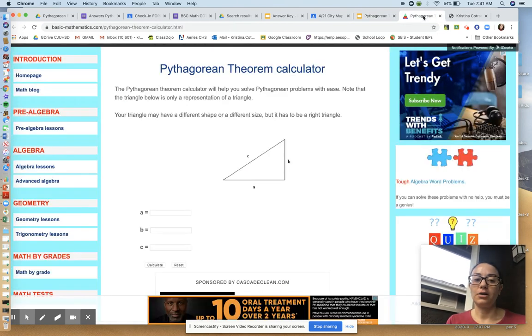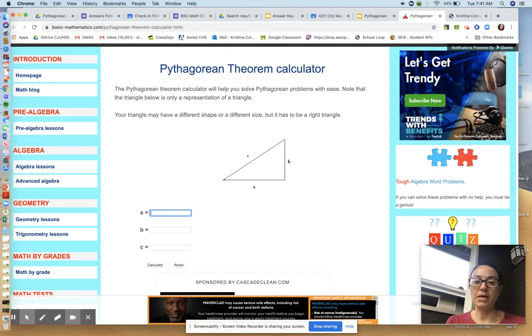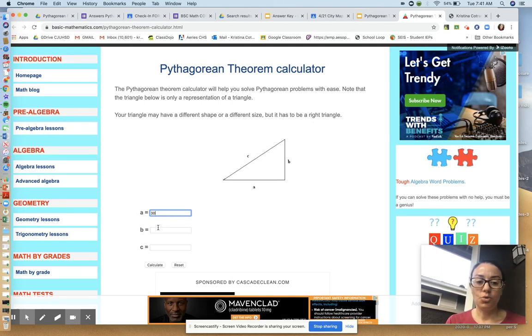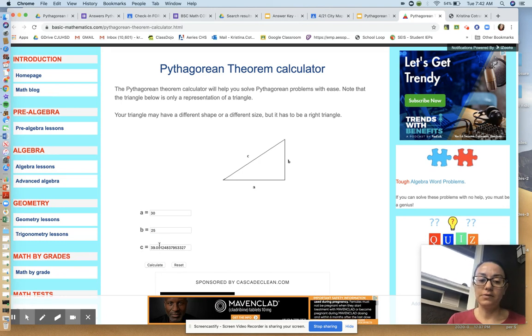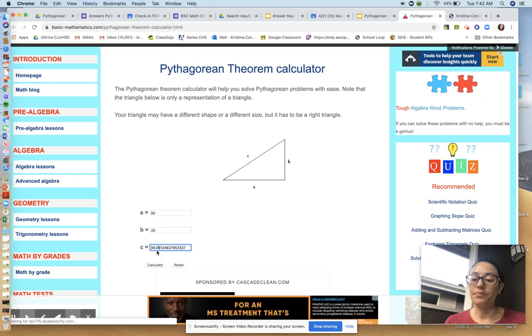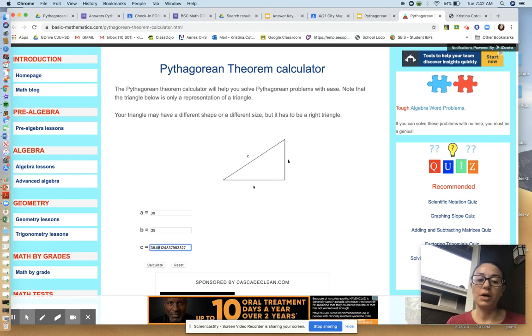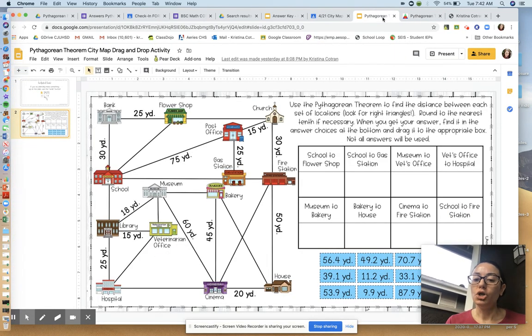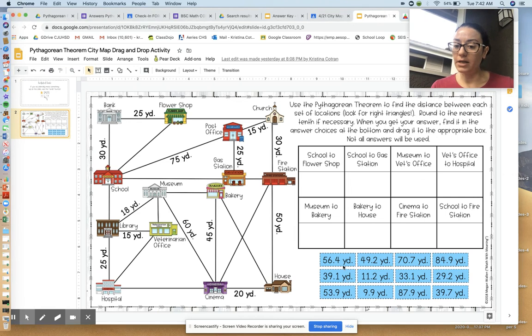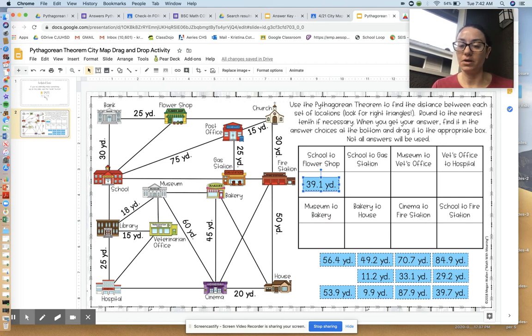So we go over to the calculator, and it doesn't matter what is A and what is B. Let me look back real quick. So it's 30 and 25. All I do is press calculate to find that C is going to be 39.05. Now, if I round that, this 5 right here, if it's 5 or more, it's going to round the decimal up, right? 5 or more. So that's going to round to 39.1. You'll take 39.1. We found it, right? And we're going to just place it right here. Boom. 39.1 yards. Perfect.